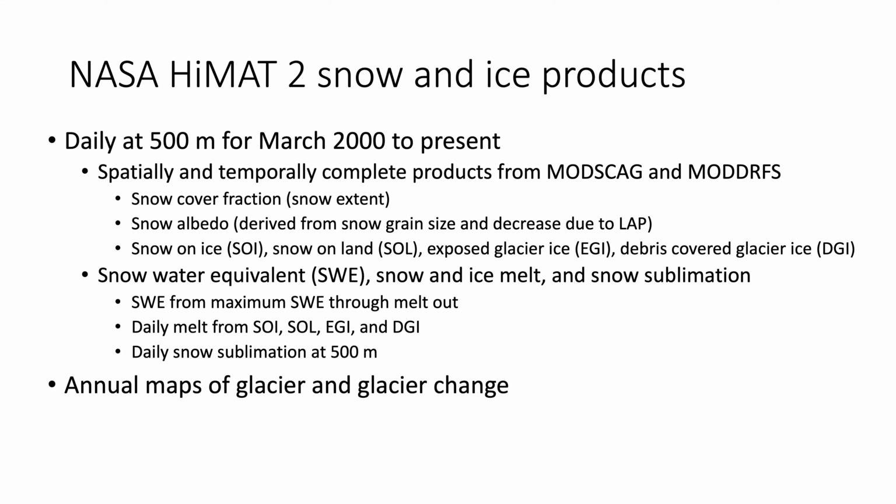We'll use these observations from satellites to drive the reconstruction model to estimate SWE, as well as understanding the daily melt and snow sublimation. From the SWE, we'll use the SOI, SOL, EGI, and DGI classes to estimate the proportion of melt from each of these surfaces. During that process, we'll also produce annual maps of glaciers and analyze changes in the glaciers over time.